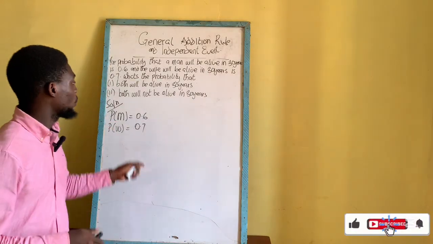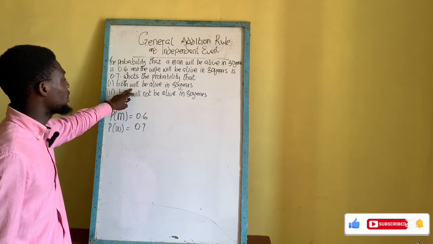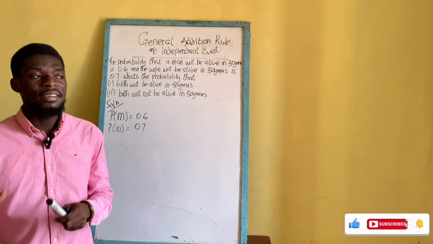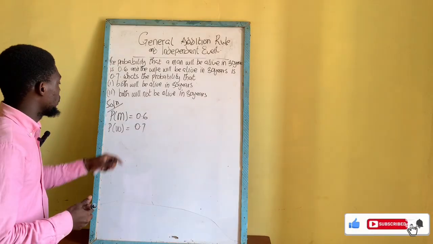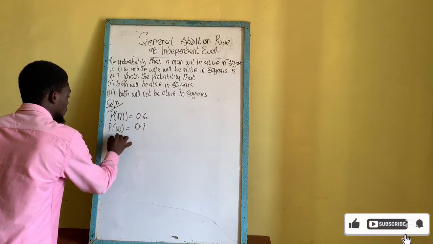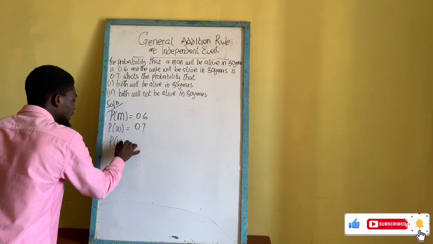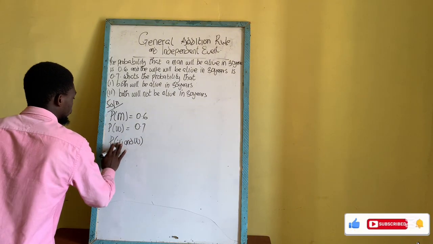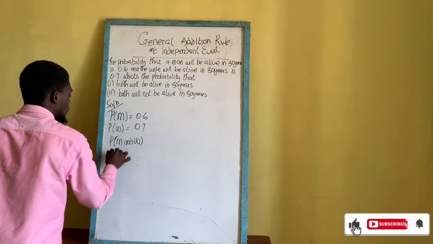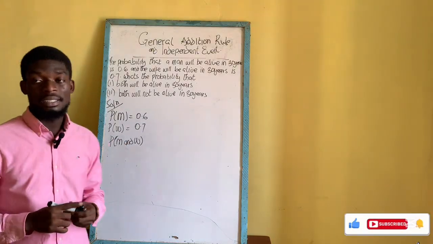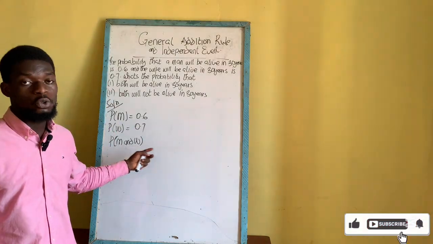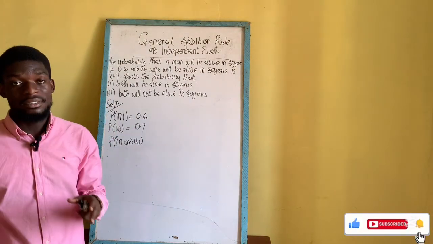So the question says we should find the probability that both will be alive in 30 years' time. Basically, we are going to have the probability that the man will be alive and the probability that the wife will also be alive, because they are not dependent. They are independent. It could be that the man will be alive and the wife will also be alive, that both will be alive in 30 years' time.